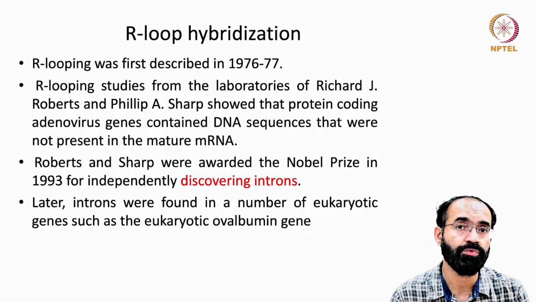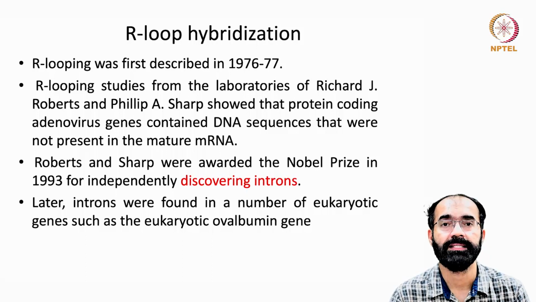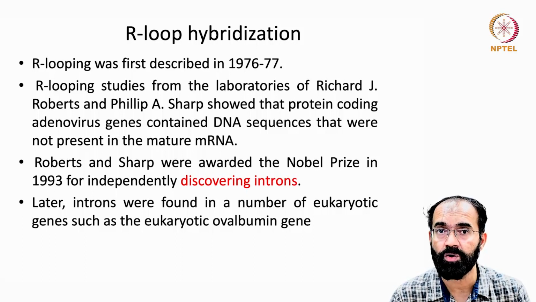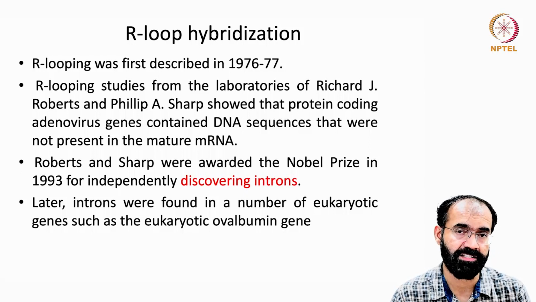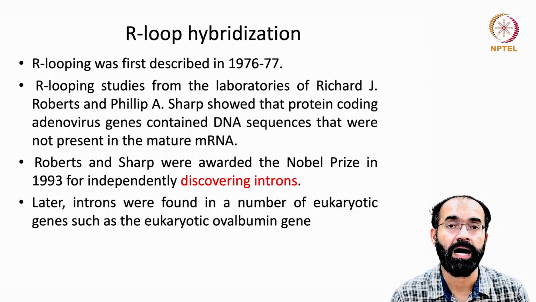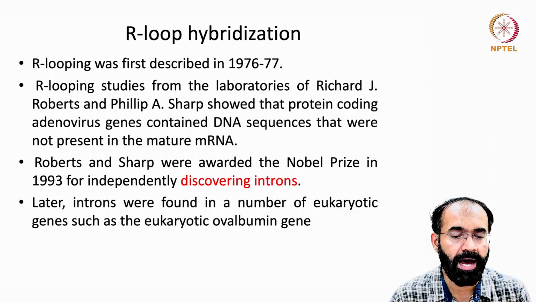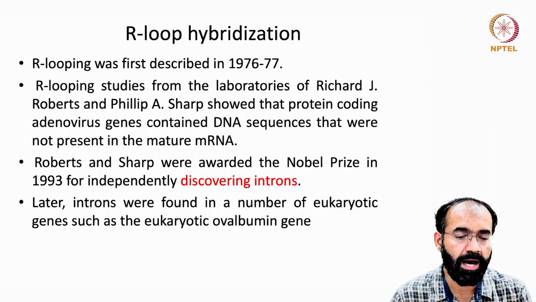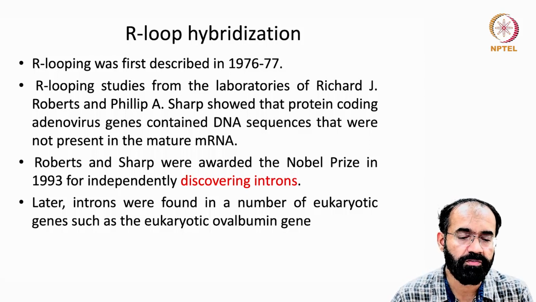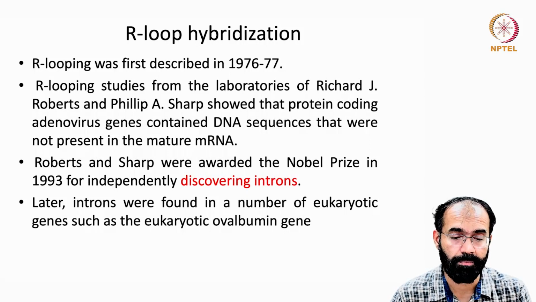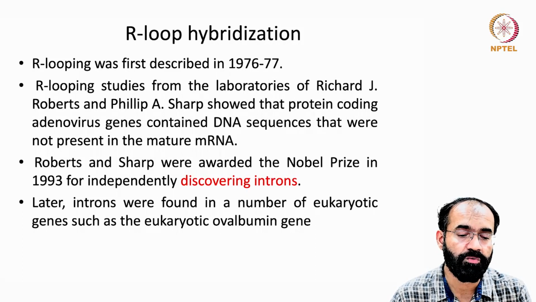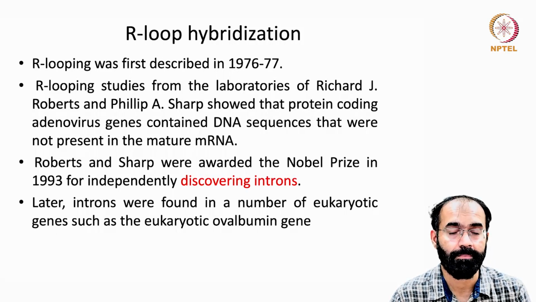The technique that was helpful at that time in identifying the presence of introns is R-loop hybridization. So the name of the technique is R-loop hybridization. R-looping was first described in 1976-77. The R-looping studies from the laboratories of Richard Roberts and Philip Sharp, the scientists who reported it, showed that protein coding adenovirus genes contain DNA sequences that were not present in the mature mRNA.